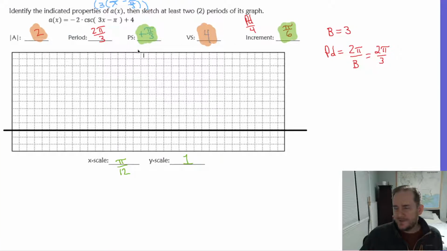We've got our phase shift. We said we're going to go right. We're going to go right by 4 boxes. So we should probably kick this axis over here a smidge. I think it probably wants to be there.